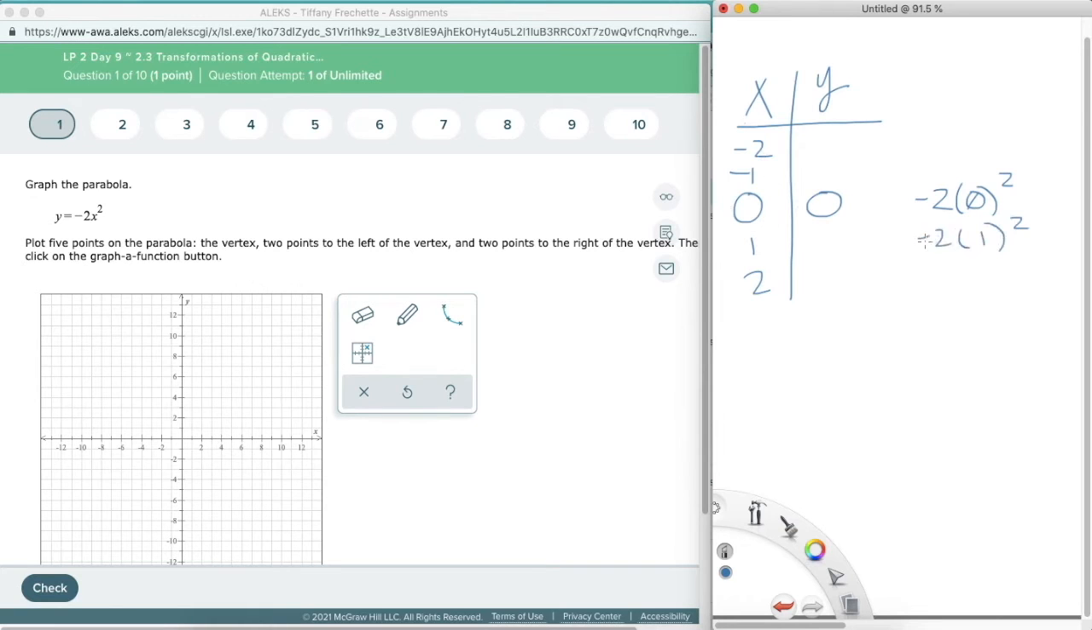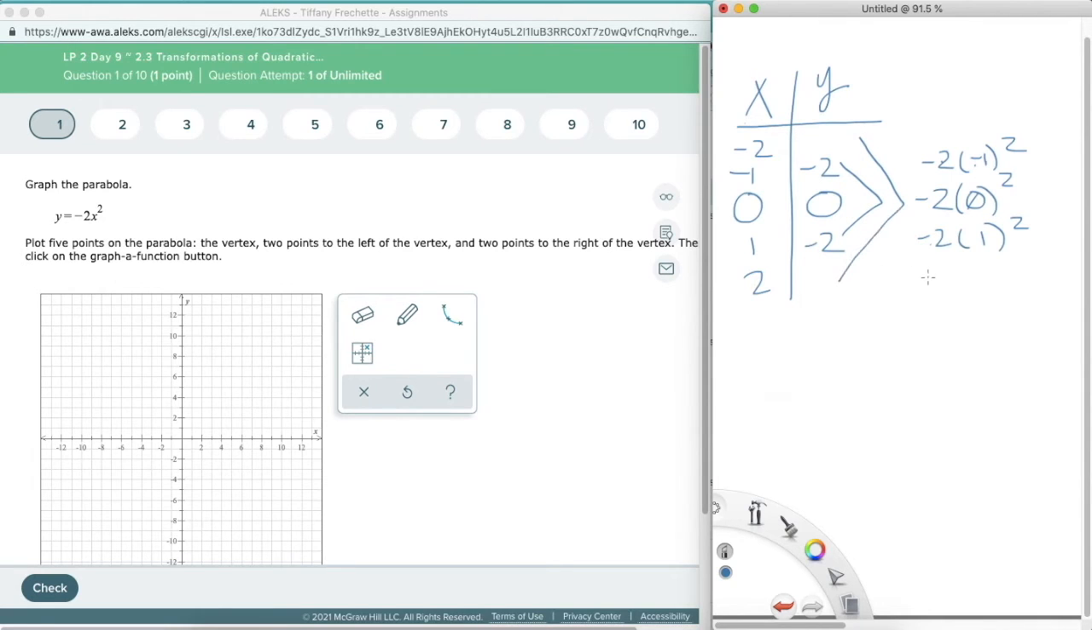So -2 times 1 squared. We need to do 1 squared first. 1 times 1 is 1, times -2 is -2. If I do the positive or the negative version, that should actually give me the same answer because I'm squaring it. So -1 squared is 1, times -2 is -2. So these guys should be mirrored. I should see the exact same answer here. And I should see the same thing for these next two.